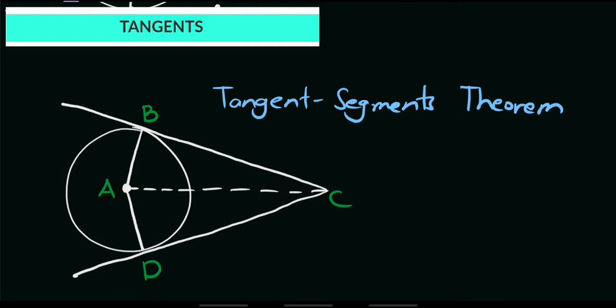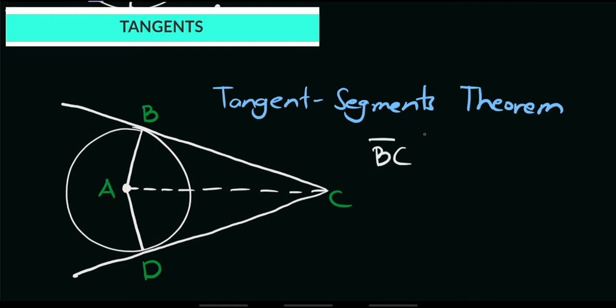And then the angles between the tangent segments and the line joining the external point to the center of the circle are congruent. So that means the angles formed, for example, angle ABC, is automatically congruent to angle ADC. Okay? So again, the tangent segment theorem gives us equal segments.